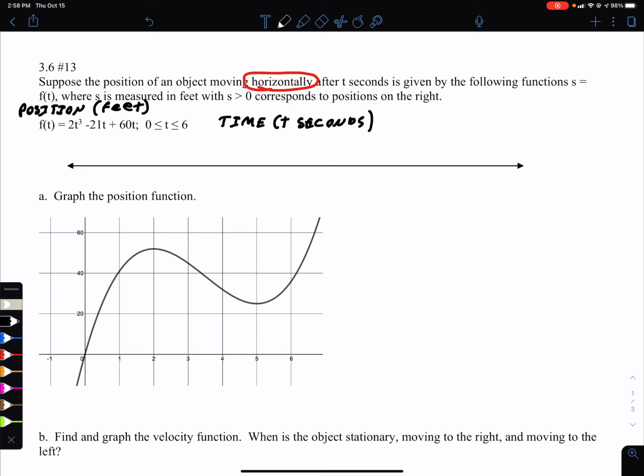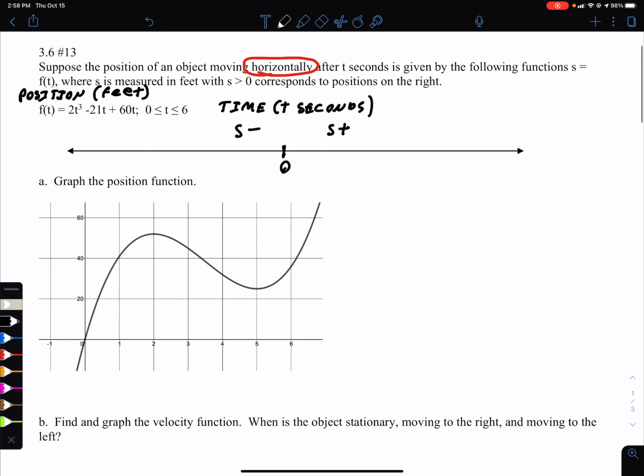And s greater than 0 corresponds to positions on the right. So we need to note that. We have a center point 0. S is positive here, and s is negative on this side. So to the east is positive, to the west is negative. So we're setting up how things basically look. If I'm moving right, I'm moving in a positive direction. Left, I'm moving in a negative direction.